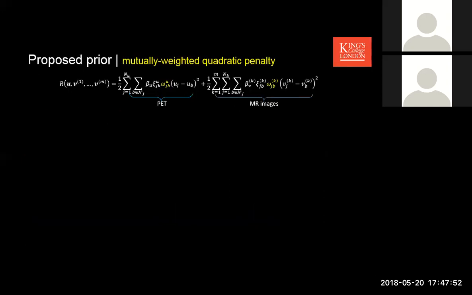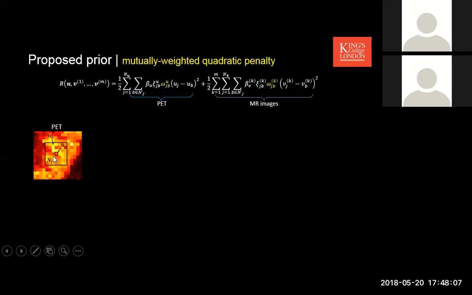And so the prior that was proposed is the following. We have what we should be able to recognize as a quadratic penalty for the PET image. So that's looking at a patch in the PET image, looking at neighboring pixel values and saying, well, if they're different, then square the difference, and that gives a penalty for noisy images. But as we know, that's going to smooth legitimate edges, and we want to avoid doing that.